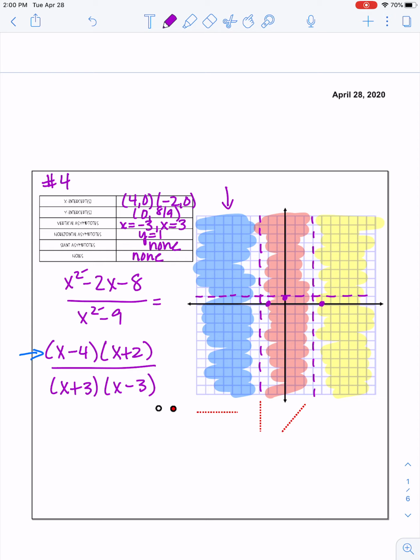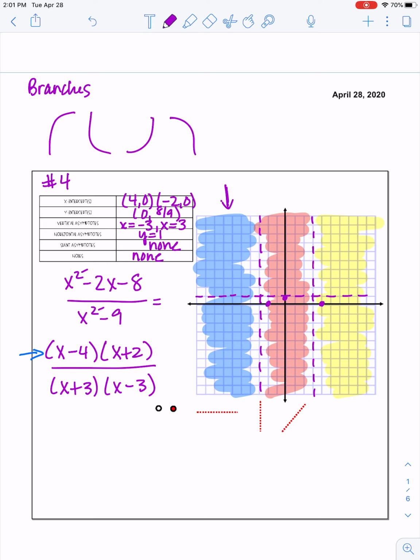And branches look something like this. Branches can look like this, can look like this, can look like this, can look like this, right? So those are the 4 different options for branches, okay? So they're curved, and the reason they're curved like that is because they're approaching asymptotes.